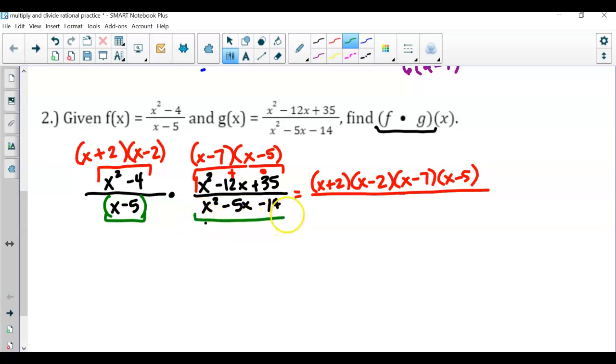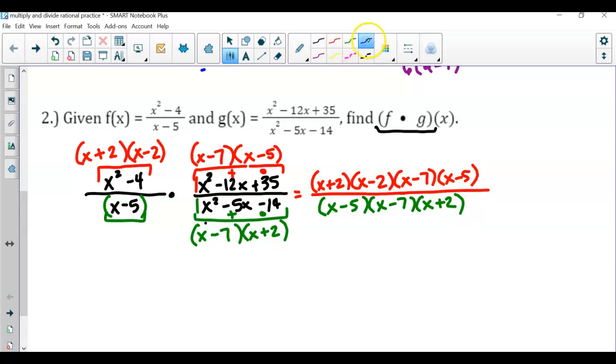Here we do have a trinomial. A is 1, so I'm going to go straight to parentheses. What numbers multiply to get me negative 14 and add to get negative 5? Negative 7 and positive 2. Now I'm just going to continue in factored form, multiplying straight across. So that x minus 5, don't forget about that, and x minus 7 times x plus 2.